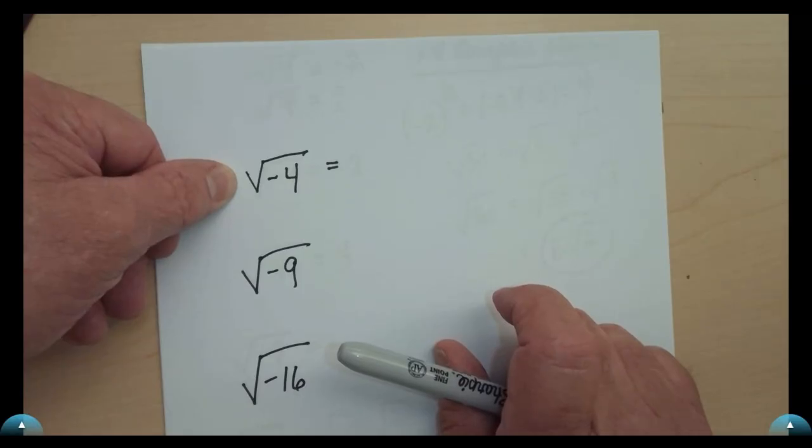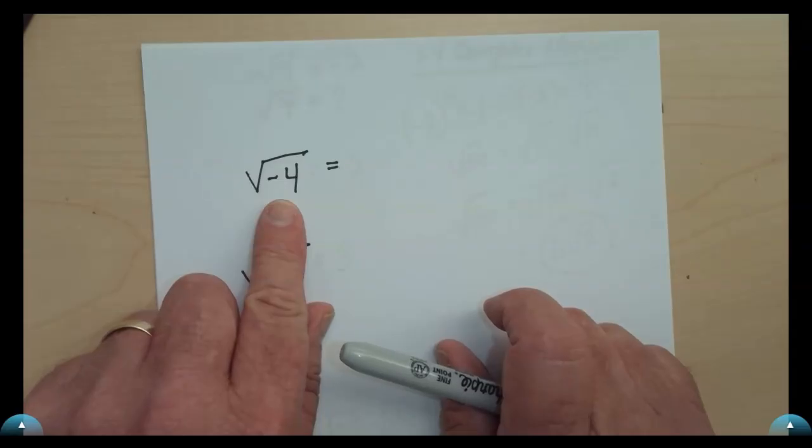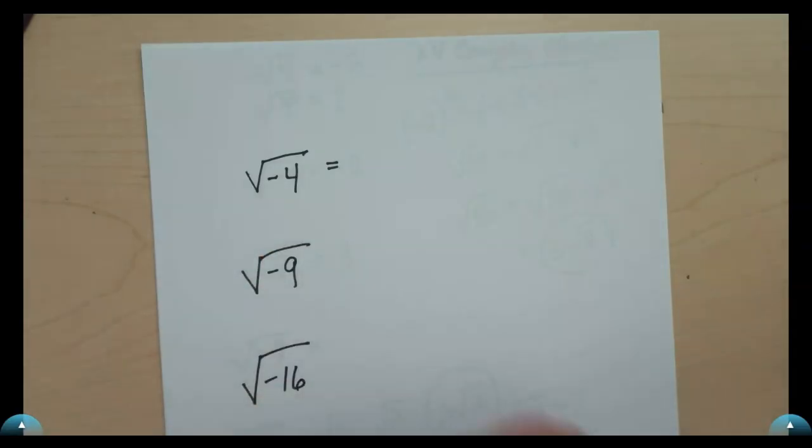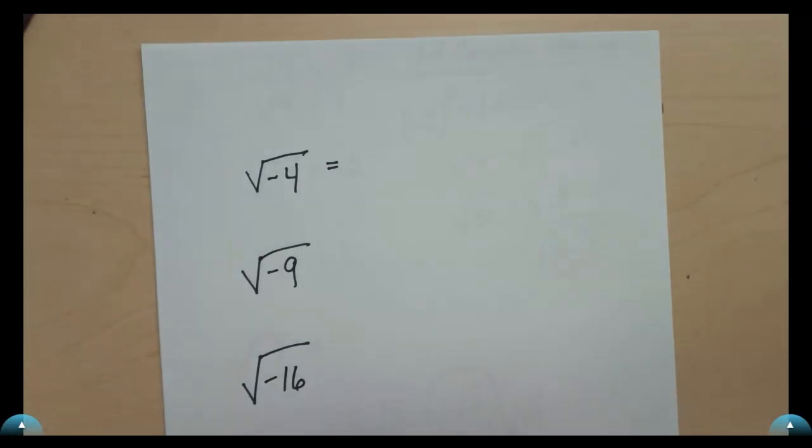The only candidates are 2 and negative 2. Those are real numbers, but neither one of them is the square root of negative 4, because if you square either of those numbers, you get positive 4, not negative 4. But we can at least do this. Remember how we were simplifying that square root of 50? What if we do a similar thing here?